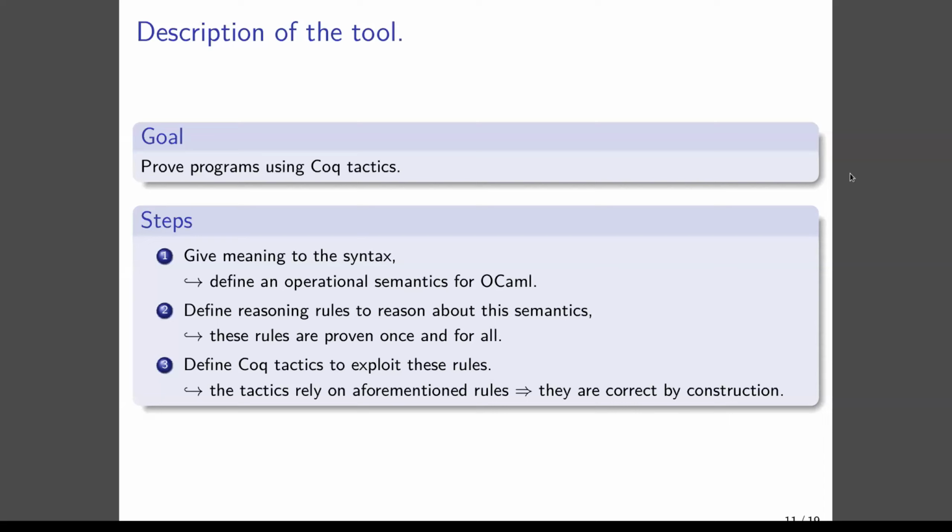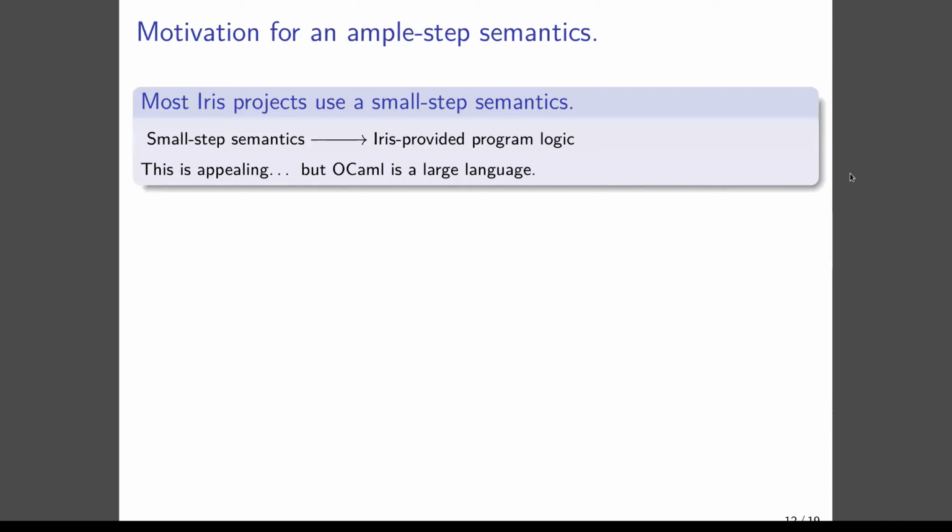Then we define reasoning rules to reason about the semantics and the programs. And these rules are proven to be correct with regard to our semantics. And afterwards, we will define Coq tactics to exploit the rules so that the proof we obtain will be correct by construction because it only relies on correct rules. So let me describe the semantics briefly.